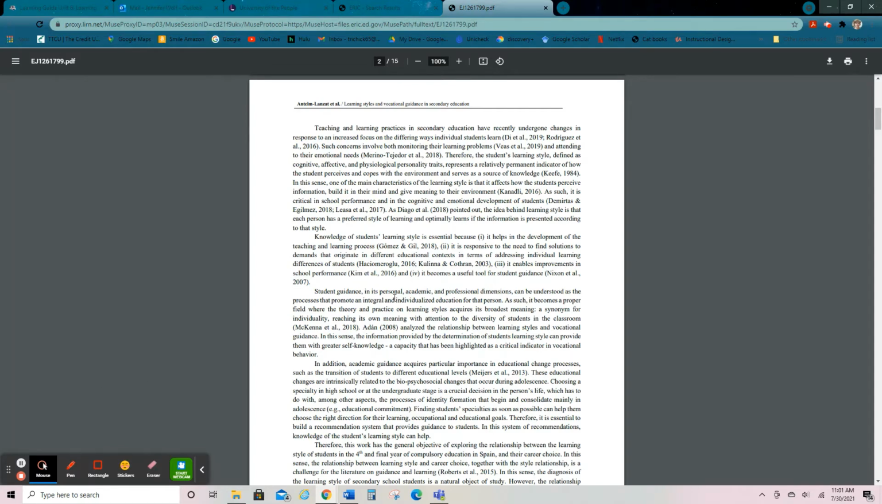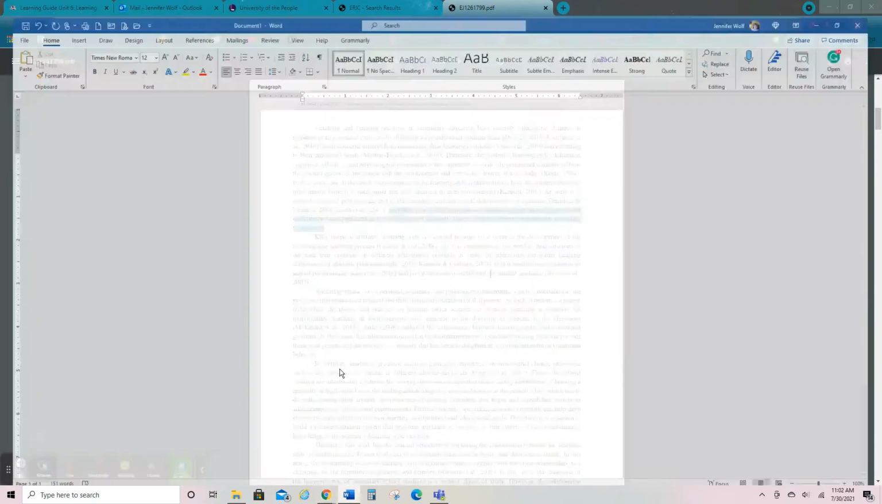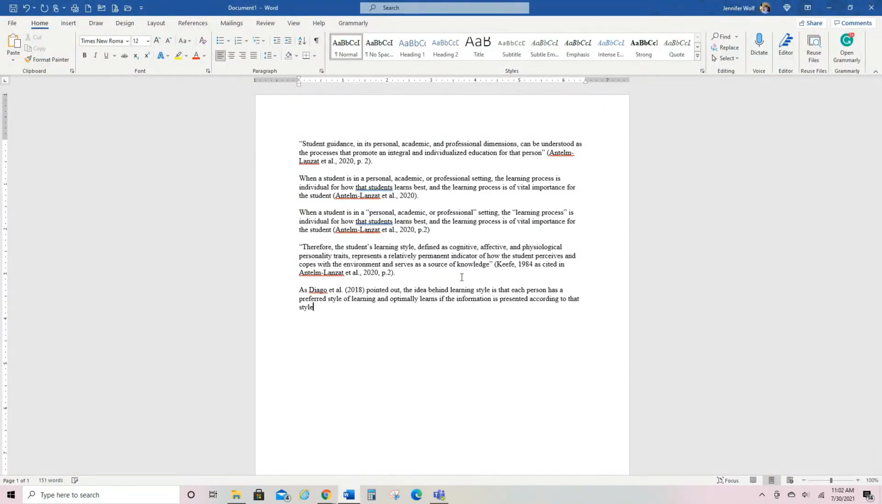Okay, now I want to show you how to cite when an author has referenced someone as this person has. So up here, the authors put their citation at the end. Here they're saying, as Diego pointed out. So I'm going to show you how to do that because you can absolutely keep that same style of writing. So we're going to say, as Diego et al. And we're going to put the year for Diego.